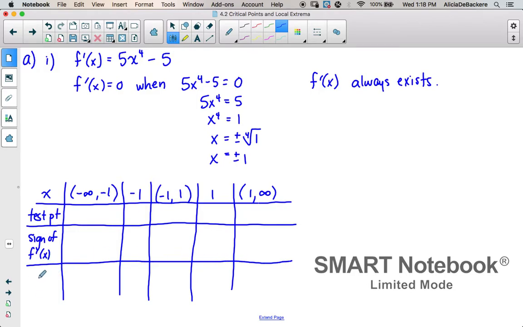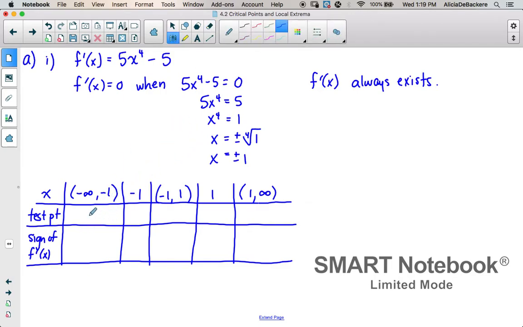And then we can add an extra row here. Now this question does not require it because it hasn't asked me about intervals of increase and decrease. So I am actually going to leave it off here because they're not asking me about it. But if a question asked me about intervals of increase and decrease, I would include it so that I could come up with my therefore statement.